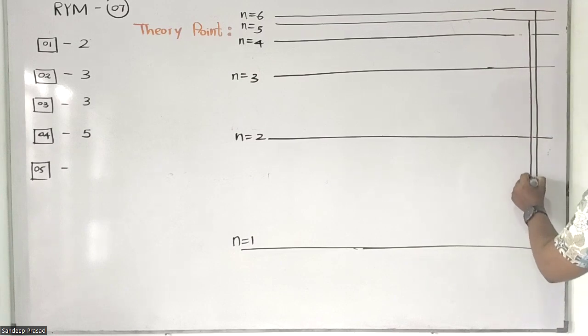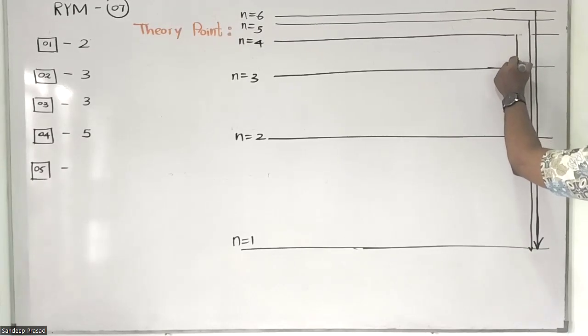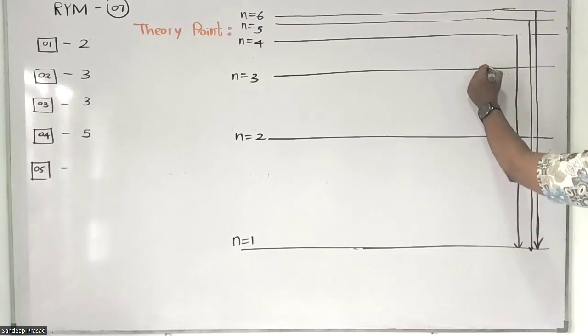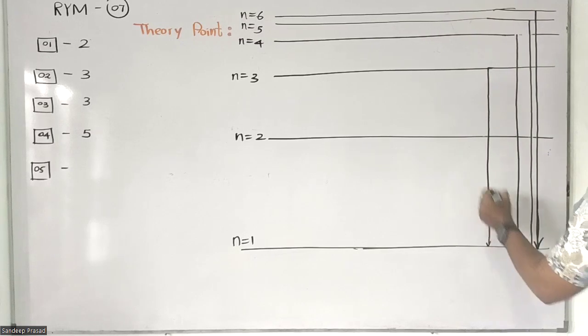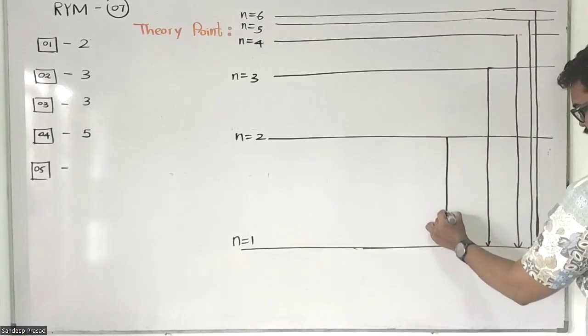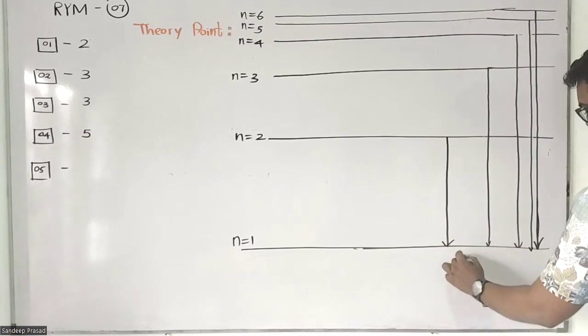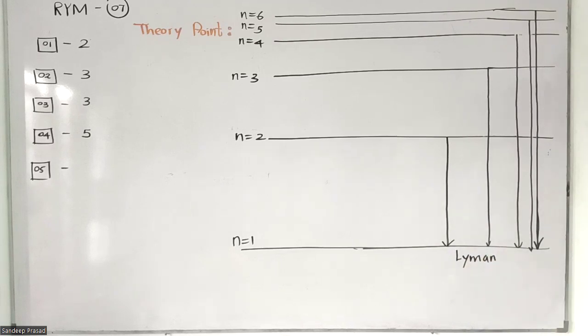When it is coming back to the low energy levels, these are the possible electron transitions to the first principal energy level. Look at this one. From high energy levels, the electron is falling to the first principal energy level. If the electron is falling to the first principal energy level, the possible electron transitions belong to the Lyman series. Lyman series belongs to the ultraviolet region in the electromagnetic spectrum.